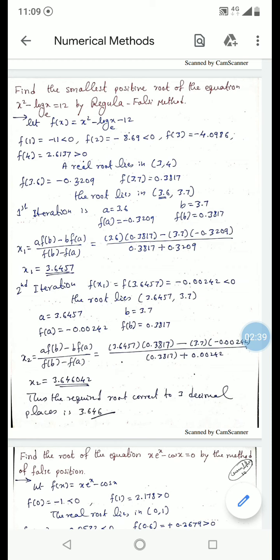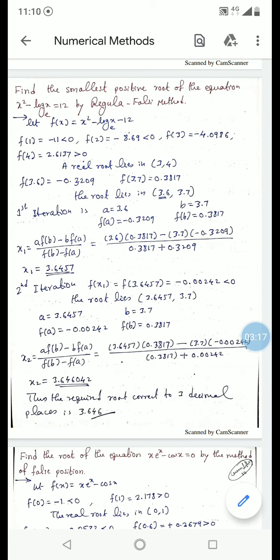So calculate the second iteration. To calculate the second iteration, put the x1 value in f of x. So f of 3.6457, we get minus 0.00242. It is a negative value. To apply the Regula-Falsi method, we require one positive and one negative value. By substituting x1 equal to 3.6457, we get the negative value. So let us take the positive value from the previous iteration. So a is equal to 3.6457, b is equal to 3.7. So similarly find f of a and f of b.